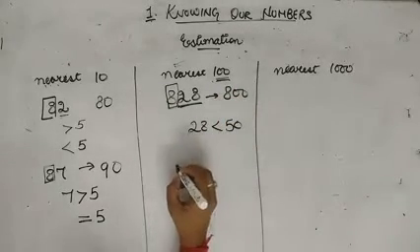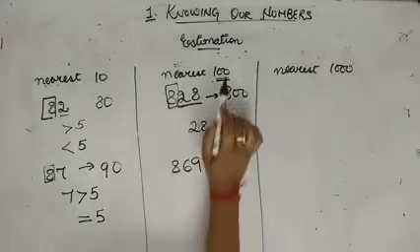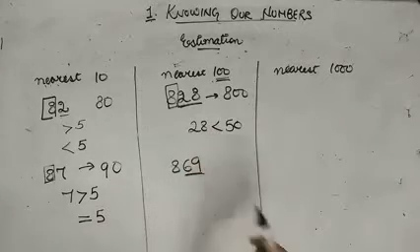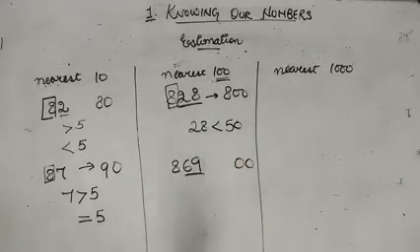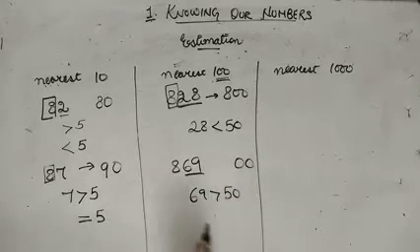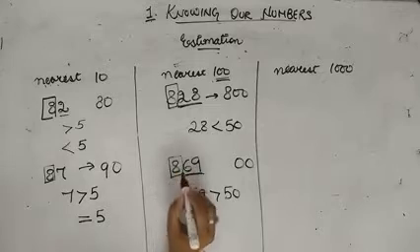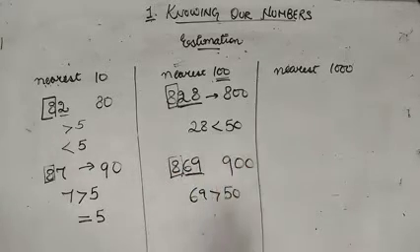So now let's say I'm taking 869. Now again 2 zeros are there, so you have to make 2 zeros. So instead of 69 you will write 2 zeros. Now 69 is greater than 50. It means you have to add 1 to this number. So 8 will become 9. So 869 will become 900.